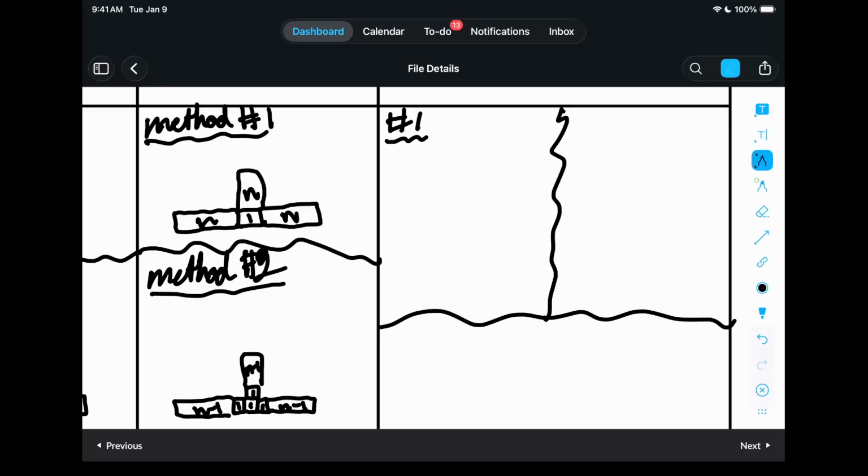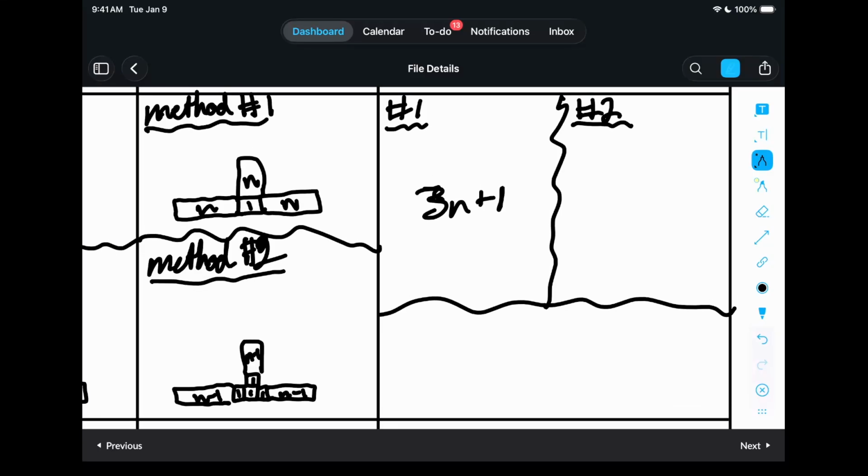Okay. So for the first method, we count out our n's. We have 3 n's, and we have a 1. So plus 1. For number 1, there's 3 n's and then there's 1. So it's 3n plus 1.